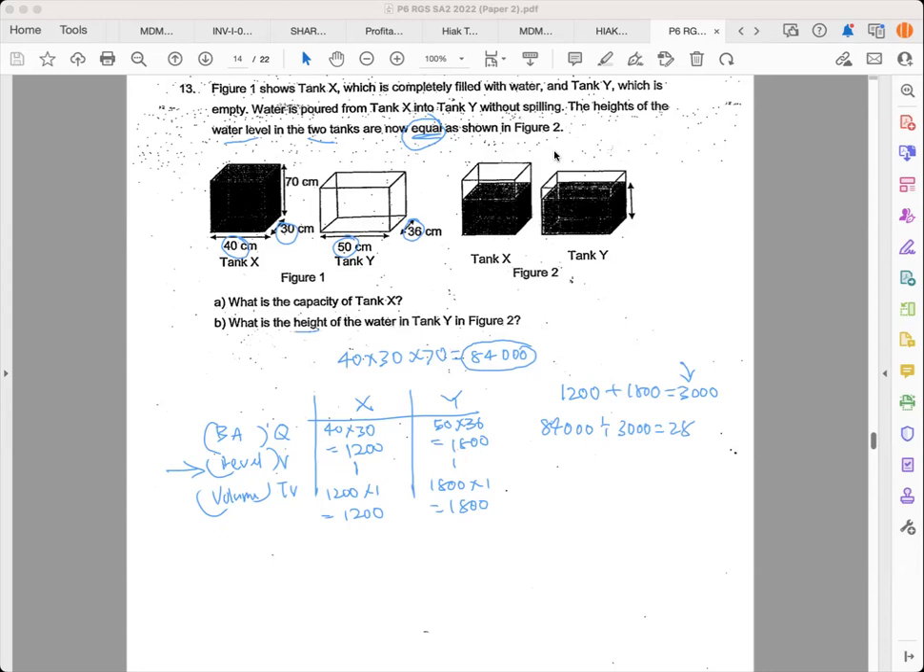The question is, what's the height of the water level? To every group, there's a height of 1 centimeter. So 28 groups multiplied by 1 centimeter, the answer is 28 centimeters. So the answer to part B is 28 centimeters. Part A, pretty simple. Capacity will be this, 84,000 mm.